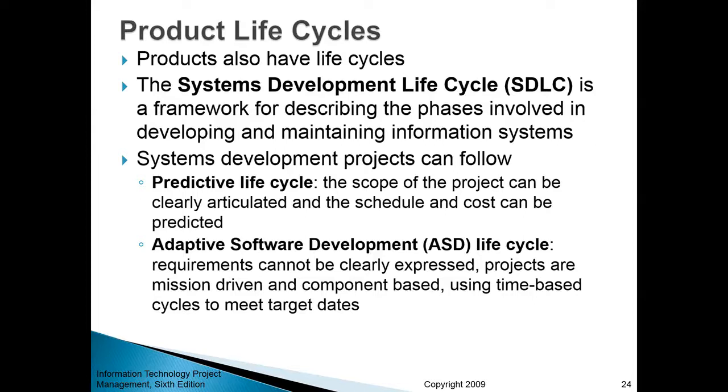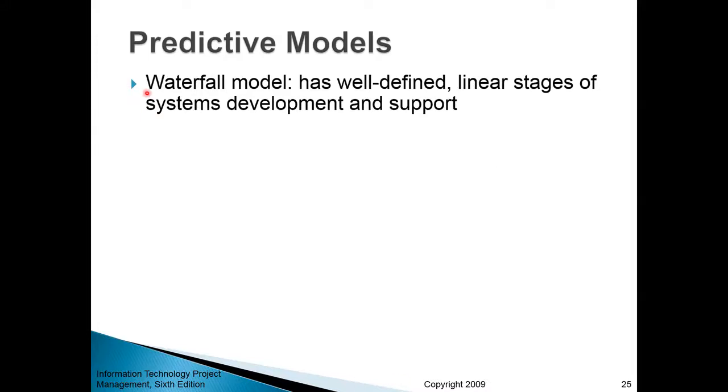Now, when it comes to system development lifecycle or project lifecycle, I would say there are two broad approaches or philosophies: the predictive approach, or waterfall approach, and the adaptive, or agile, approach. And we're going to talk about some details here. Now, the predictive approach is also called the waterfall model. The key characteristic of a predictive or waterfall approach to project management or information system development is that it has a set of well-defined linear stages of system development and support.